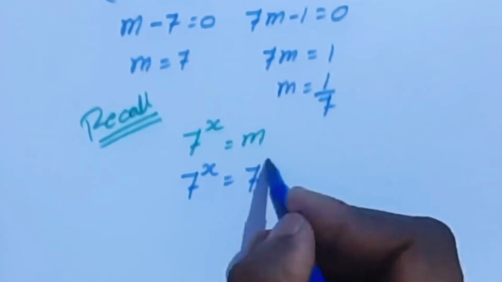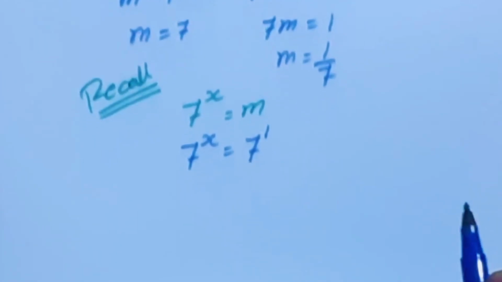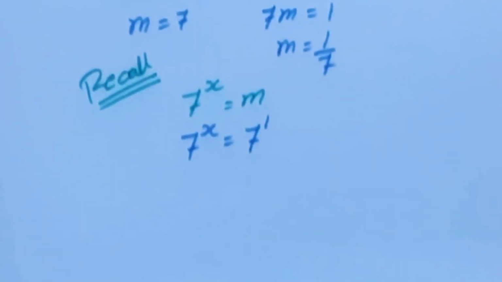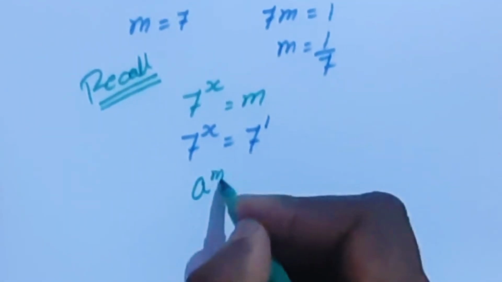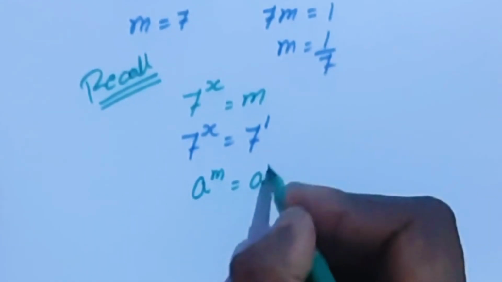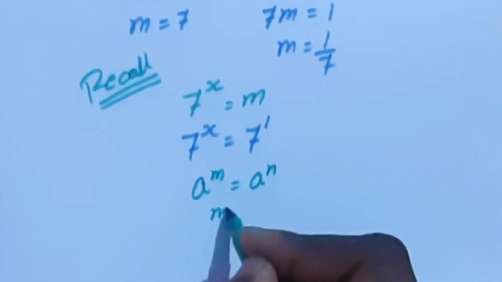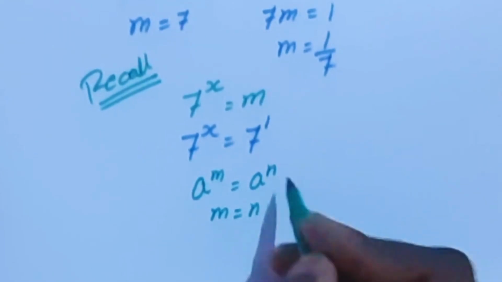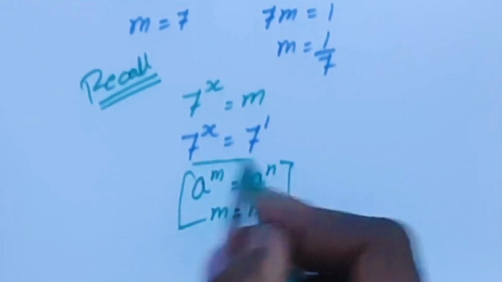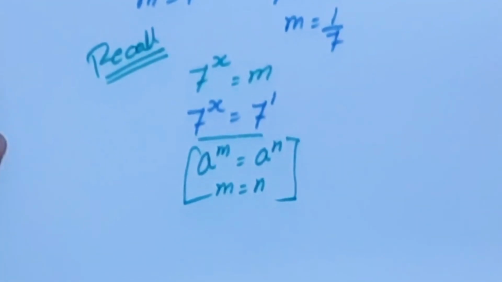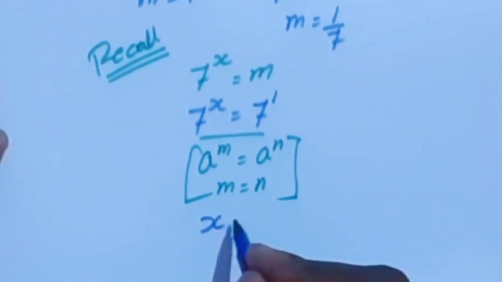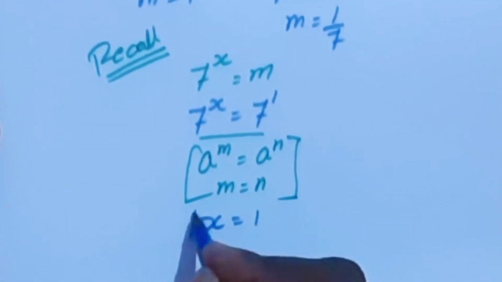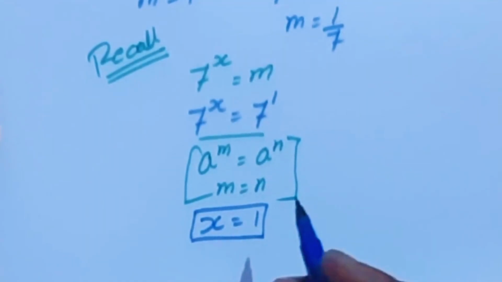Now consider here the power 1. So according to this exponent identity, which is a power m equal to a power n, so m equal to n. This we are going to apply here. So we'll get here x equal to 1. This is the x value.